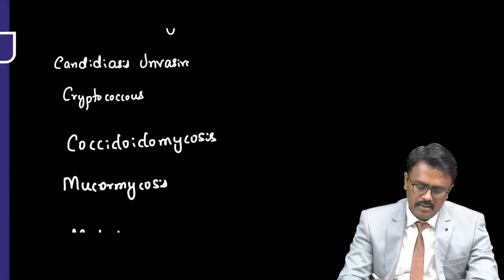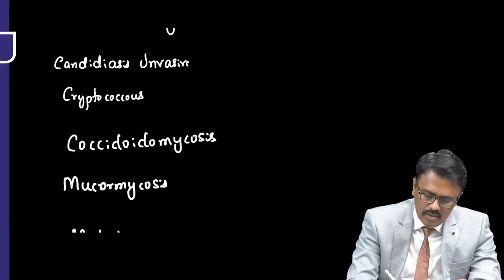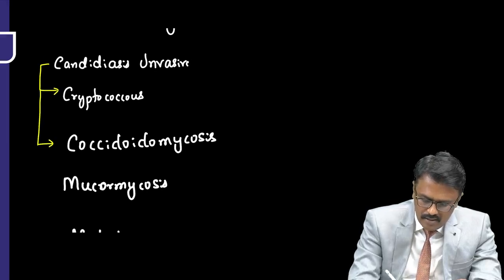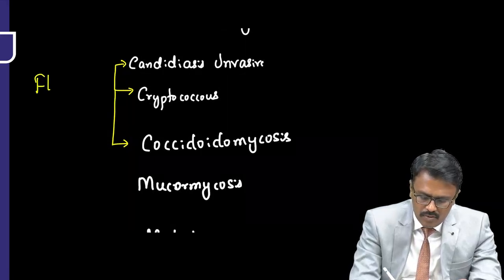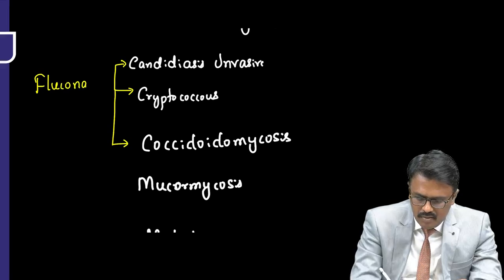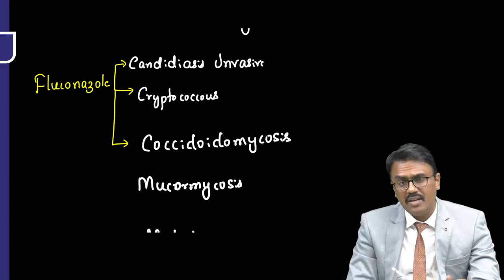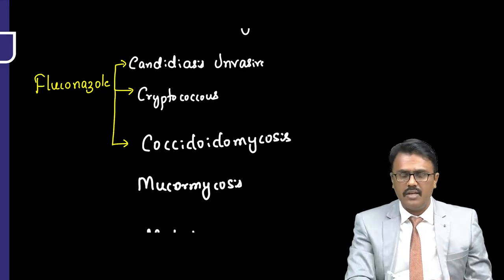And any candidiasis, cryptococcosis, coccidioidomycosis, for all these three C's, the best drug is fluconazole. Fluconazole is the best one. So if it is not there in the option, then only you can go for itraconazole, but the best one is fluconazole for all the three.